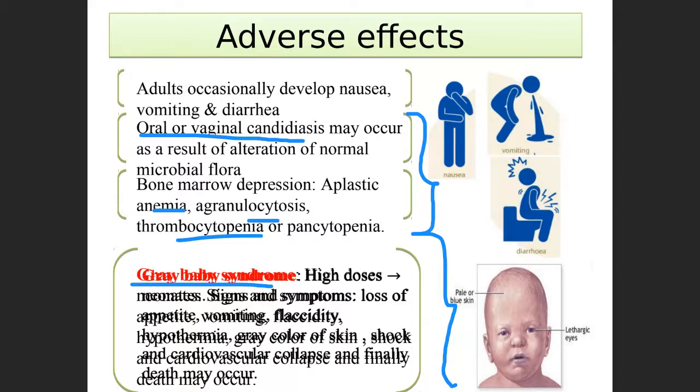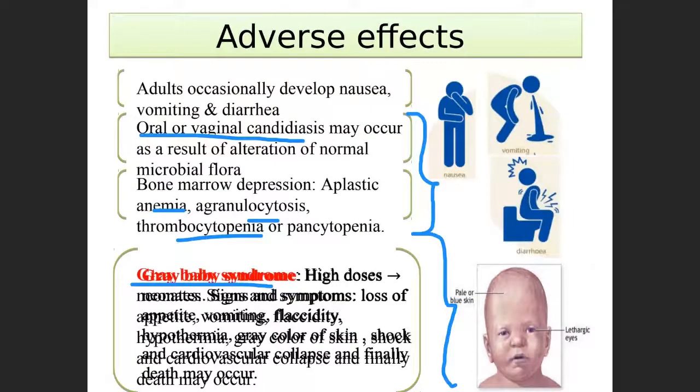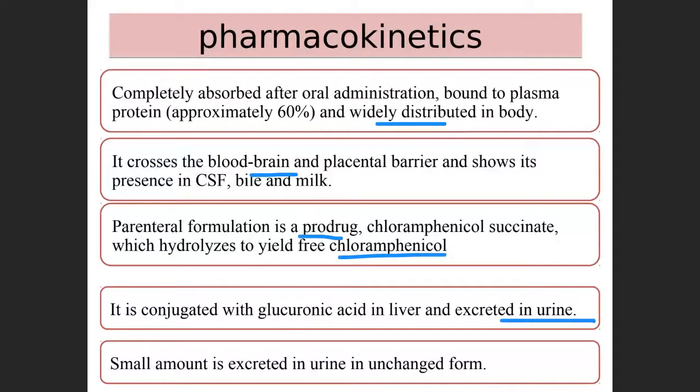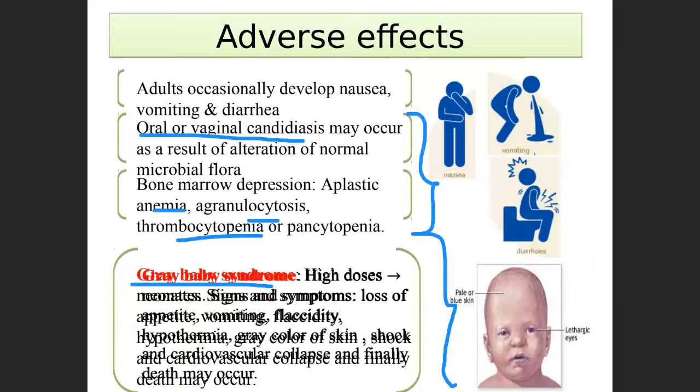Apart from these adverse effects, it has interactions with other drugs. So this is about chloramphenicol: the mechanism of action, pharmacokinetics, the uses of chloramphenicol, importantly the adverse effects, that is the gray baby syndrome. You know what is gray baby syndrome, and the interaction of chloramphenicol with other medications. So I hope it is clear for all of you.